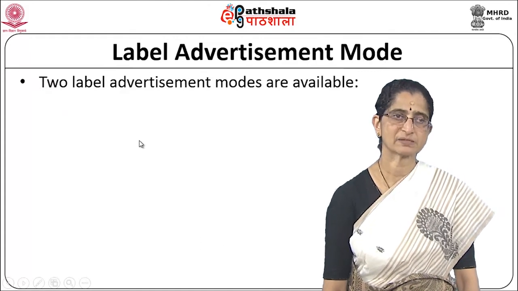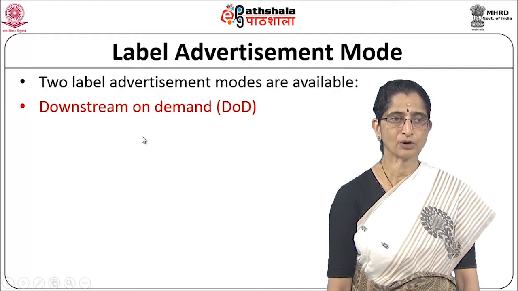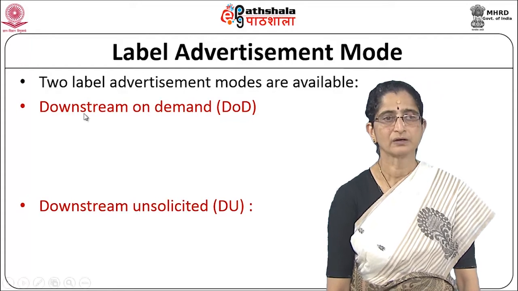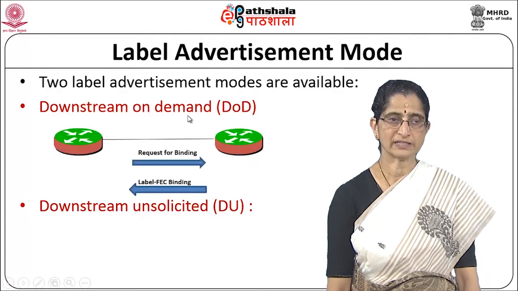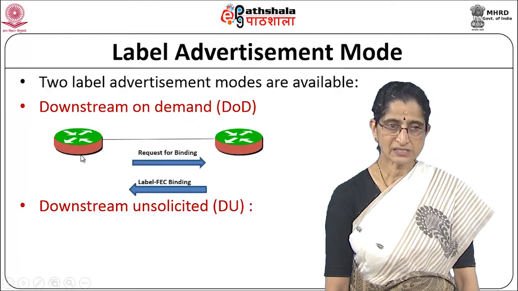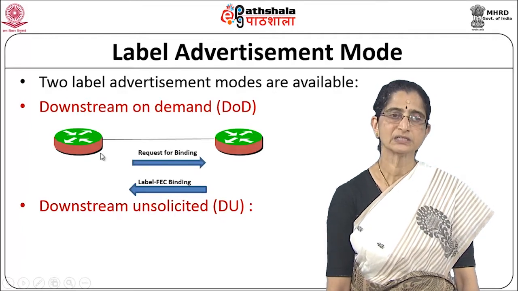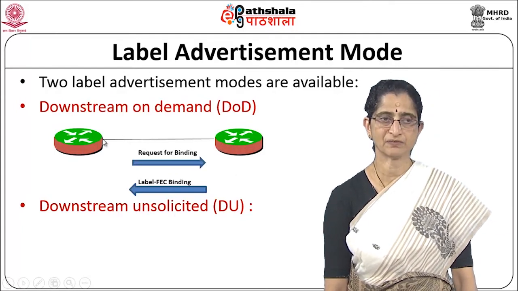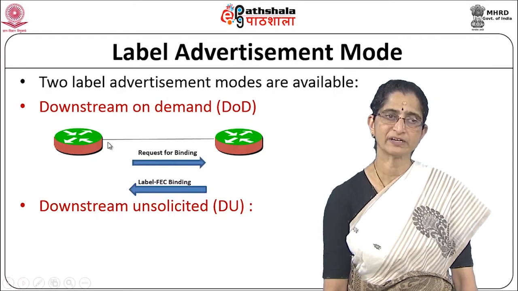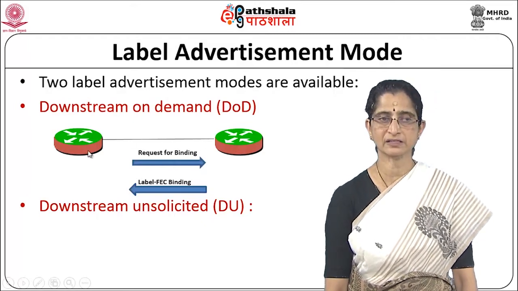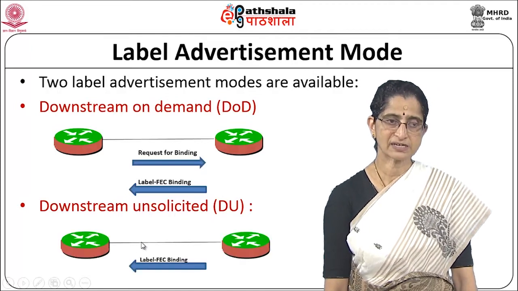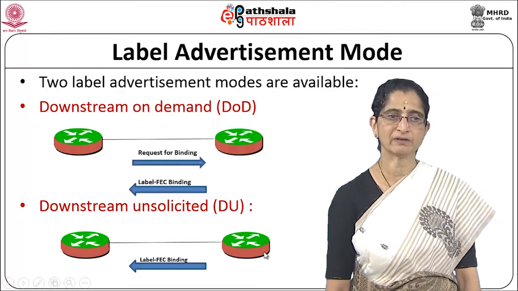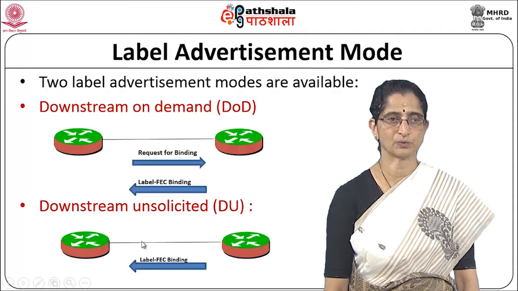And there are 2 label advertisement modes available. One is called the downstream on demand mode, and another is called the downstream unsolicited mode. Downstream on demand indicates that when a router receives a request for binding from a downstream router, then it will send the label FEC binding for it. Only when it gets a request, it will send the mapping. Downstream unsolicited says that even without the downstream router asking for it, not soliciting information, the label FEC binding will be sent by the upstream router to the downstream router.